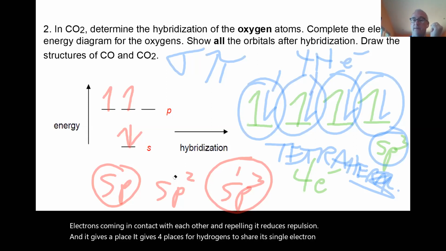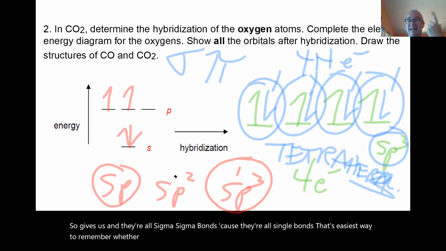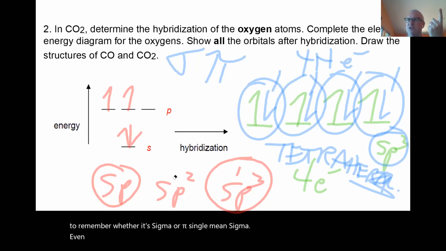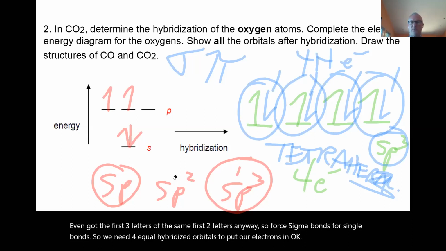1, 2, 3, 4. So it gives us, and they're all sigma bonds because they're all single bonds. That's the easiest way to remember whether it's sigma or pi. Single means sigma. You even got the first 2 letters are the same. So 4 sigma bonds, 4 single bonds. So we need 4 equal hybridized orbitals to put our electrons in. Okay? To make a little more sense now, hopefully?